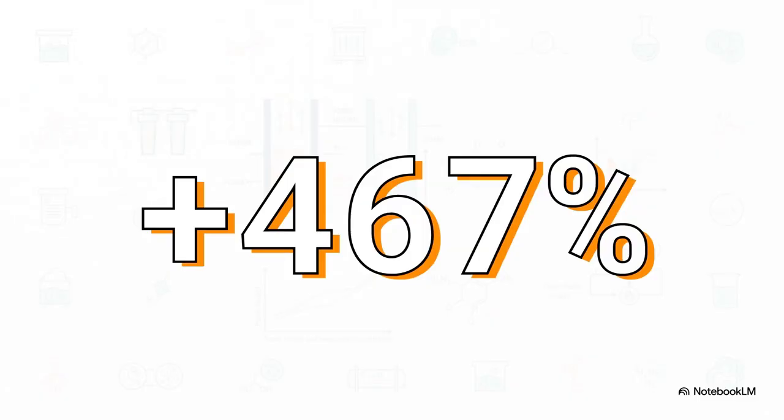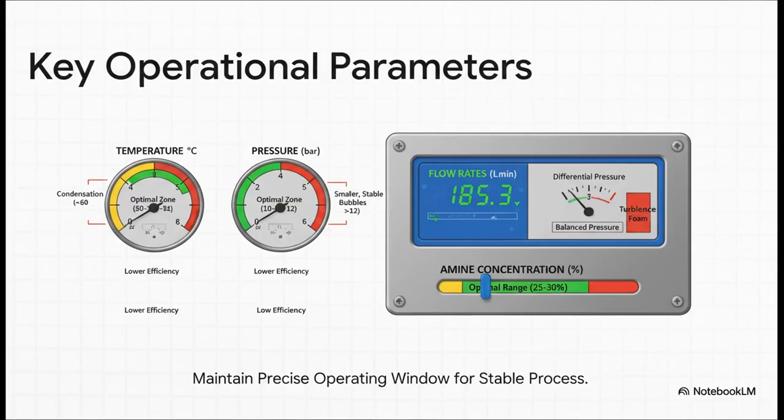Let's just pause on that piperazine number for a second. Plus 467% to the foam breaking time. What does that mean in the real world? It means a foam that might have collapsed in 1 minute now takes almost 6 minutes to go away. That is exactly how you go from a little bit of foam to a tower full of it in a hurry.